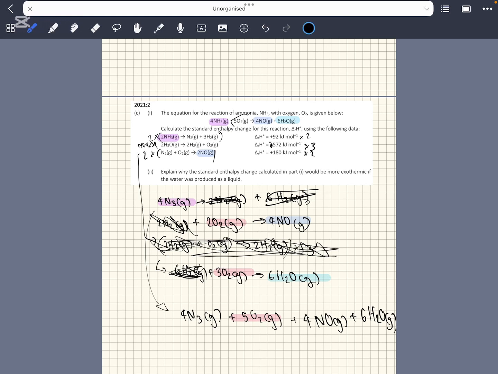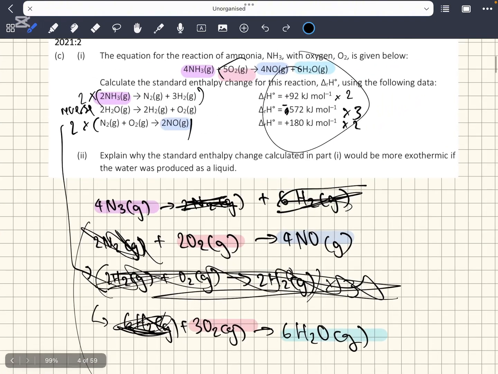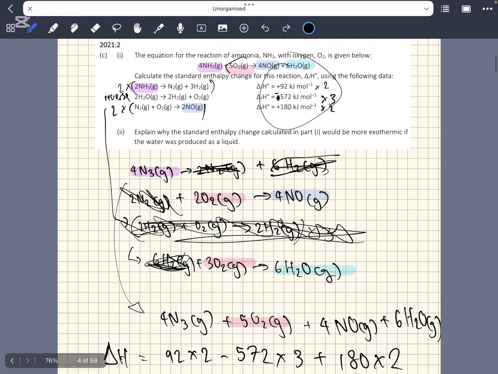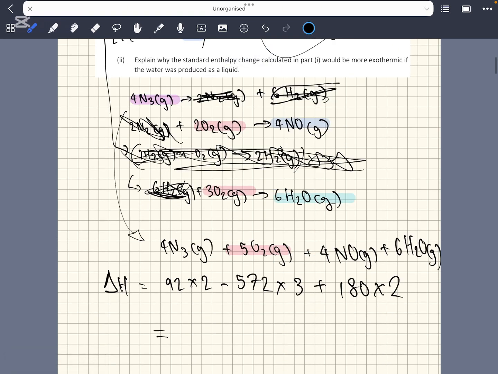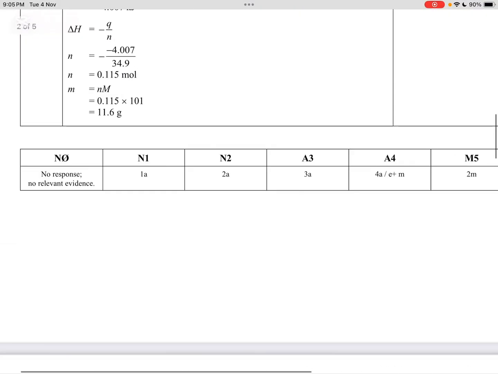Now that we have the equation, we can find the enthalpy change by literally copying this whole thing down. You just write whatever equals 92 times 2 minus 572 times 3 plus 180 times 2. You literally copy this down with the pluses and minuses, and then you put this in your calculator and you get the answer. I can't be bothered to put it in my calculator, but I know it's right because I'll look at the answers.